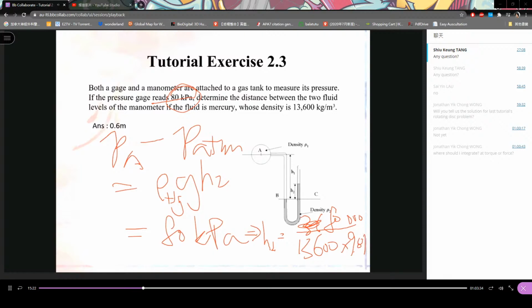Now you may ask, when will we use g equal to 9.81 and when are we going to take g equal to 10 meter per second square? In a future assessment, test, or examination, g is data that we will provide to you. So if the question asks you to take g equal to 9.81, then use that value. And then the answer is h2 is 0.6 meter.